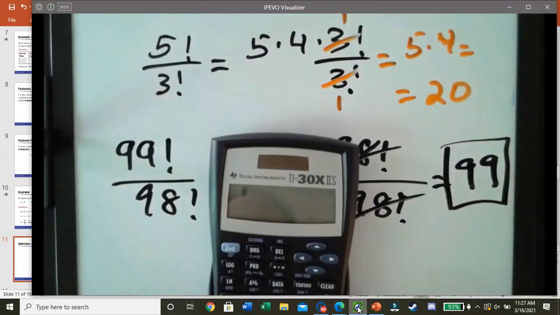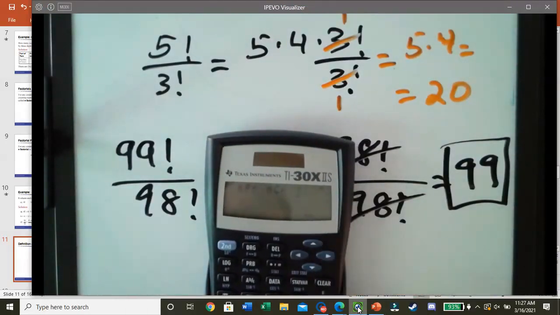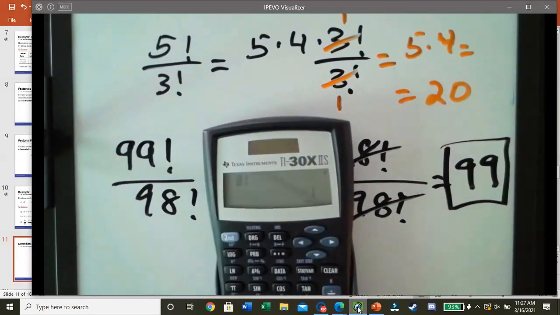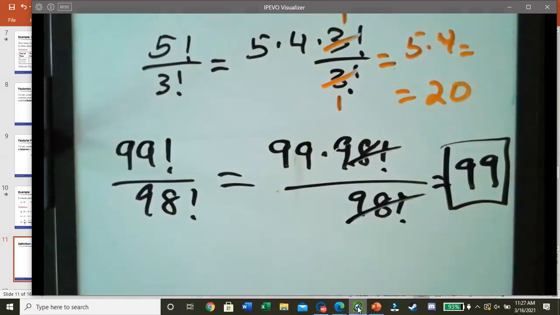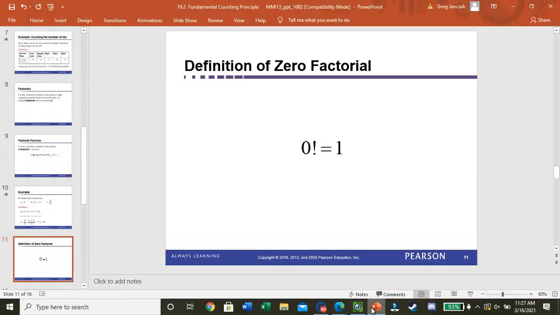Let's see if we do. 0, factorial, yeah, you get 1 on the calculator as well. Okay. All right.